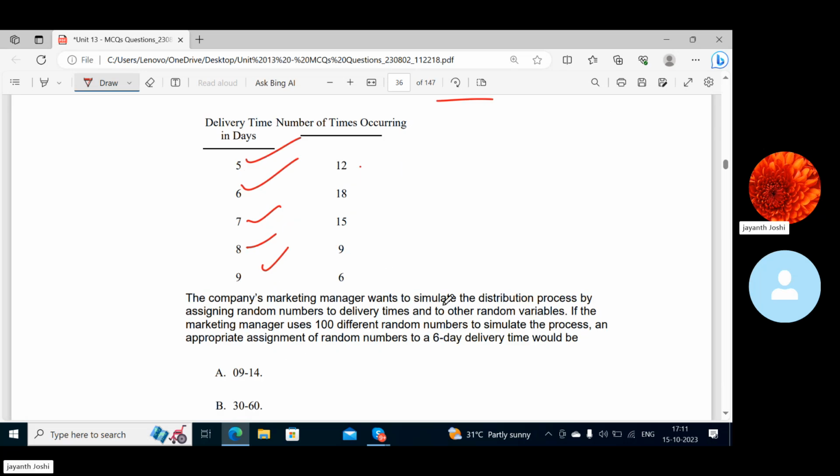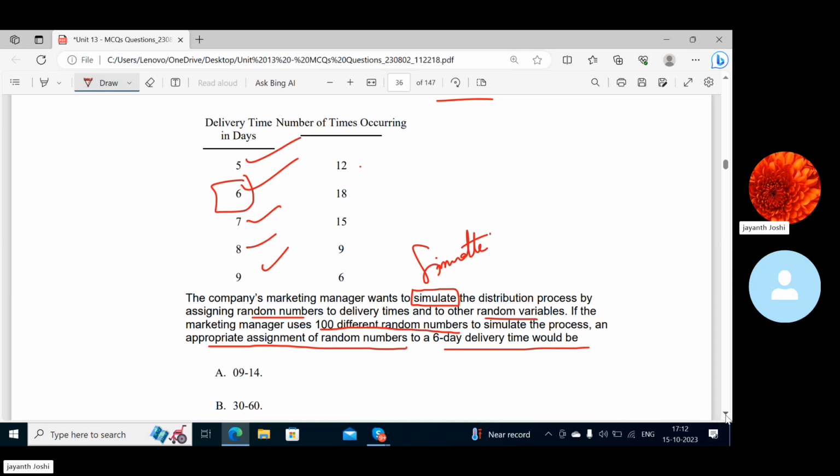The company's marketing manager wants to simulate. So they are speaking about a simulation model. I know I haven't taught this, but I think in your MBA you had an exposure to simulation models. There are random numbers, right? The distribution process is simulated by assigning random numbers to delivery times and to other random variables. That is the method in simulation. If the marketing manager uses 100 different random numbers to simulate the process, an appropriate assignment of random numbers to a 6-day delivery time would be, so 6 days they are saying.